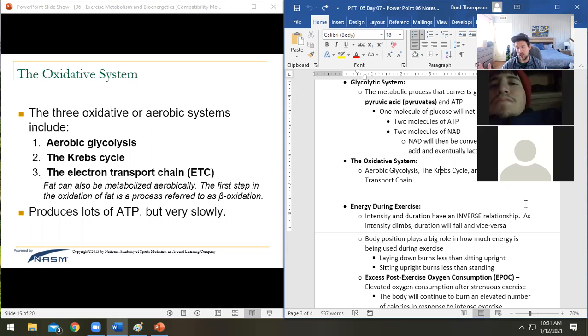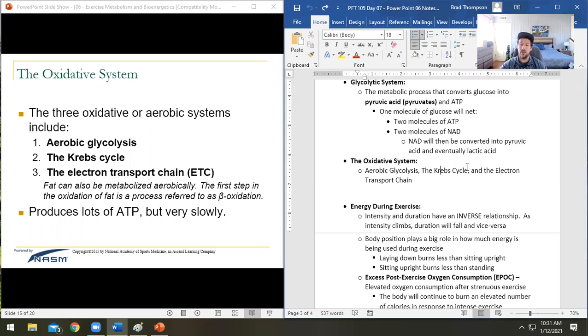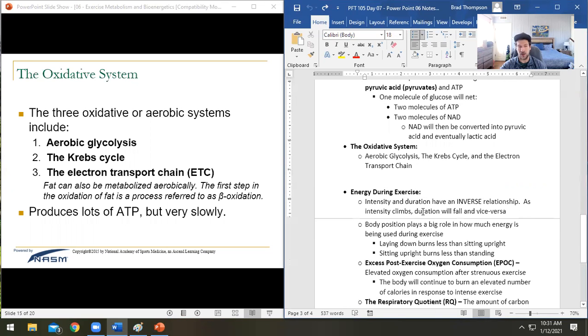An means opposite, aerobic means oxygen. So it's without oxygen, it's the opposite of having oxygen. So these are both anaerobic processes. Then you have your aerobic processes.